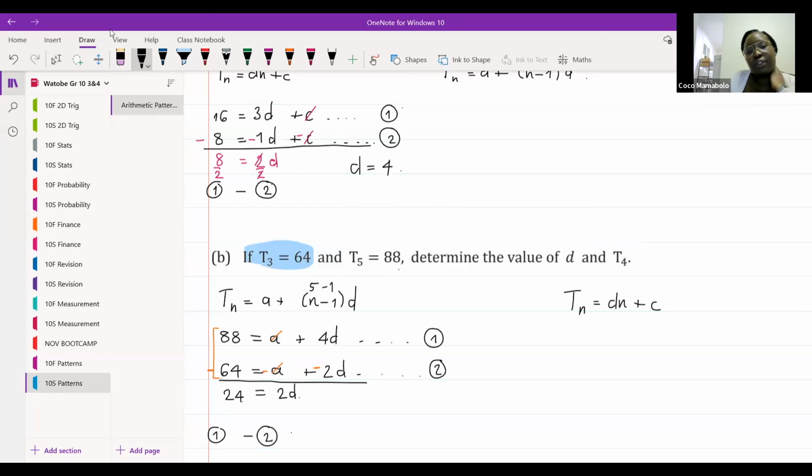Now I've got 24 is equal to 2D. It means D is equal to 12. Beautifully done. Correct. Divide both sides by 2. Therefore, our common difference is equal to 12. Well done.